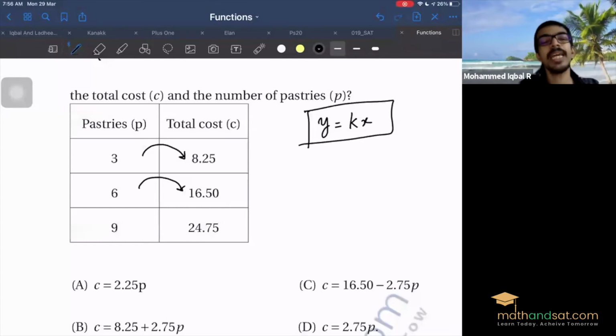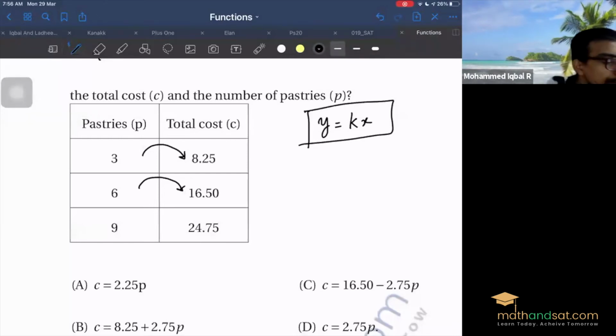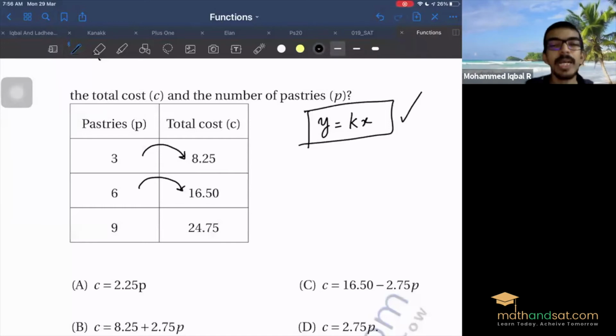Remember, this is not the case with all linear functions. So in this special case, when you double the number of pastries, when you double the input, the output also gets doubled. This property is there only for functions of this form. A special type of linear functions which we call direct variations.